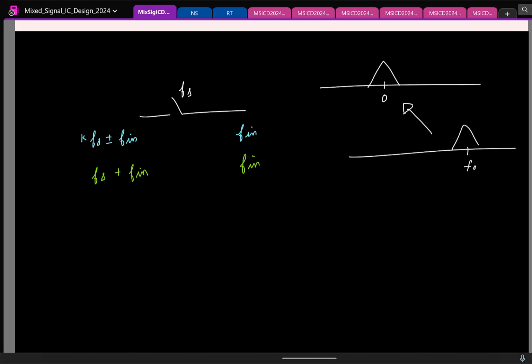This kind of operation is called mixing, because it mixes the frequency. So circuits that can do this frequency translation are called mixers. And since we are doing this operation just by using a simple switch, it's called a passive mixer or sampling mixer. So it is the same circuit that we know. I take the input, sample it, and let's say I have a capacitor at the output.